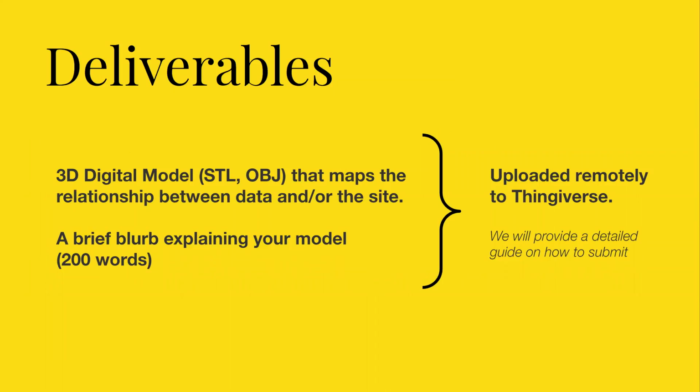So the absolute base is a 3D digital model, an STL, OBJ, KMZ file if you're so inclined, that maps the relationship between data, so two or more sets of data, and the site if you choose, and then a brief blurb explaining the model. And this is all going to be uploaded remotely to Thingiverse. Thingiverse is the website that I mentioned that John Keegan had posted his unemployment model on. We'll provide a guide on how to submit to Thingiverse.